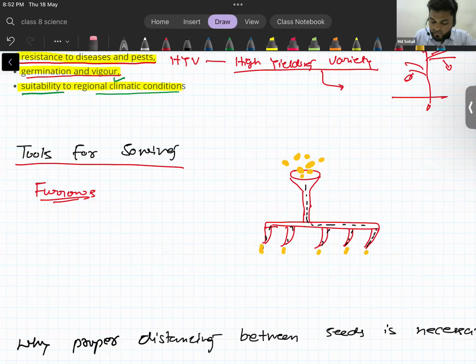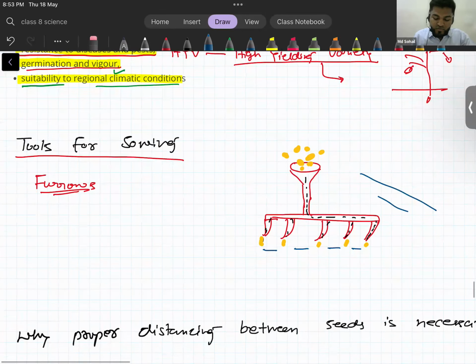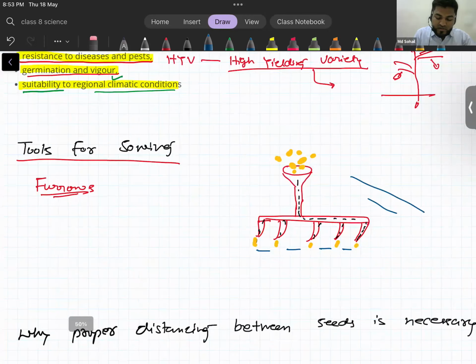Now, as this structure was moved across the field, you can see that at equal distance the seeds are being sowed into the ground. Right, Ahmed? So earlier farmers used to take help of furrows. Nowadays we have got seed drills.